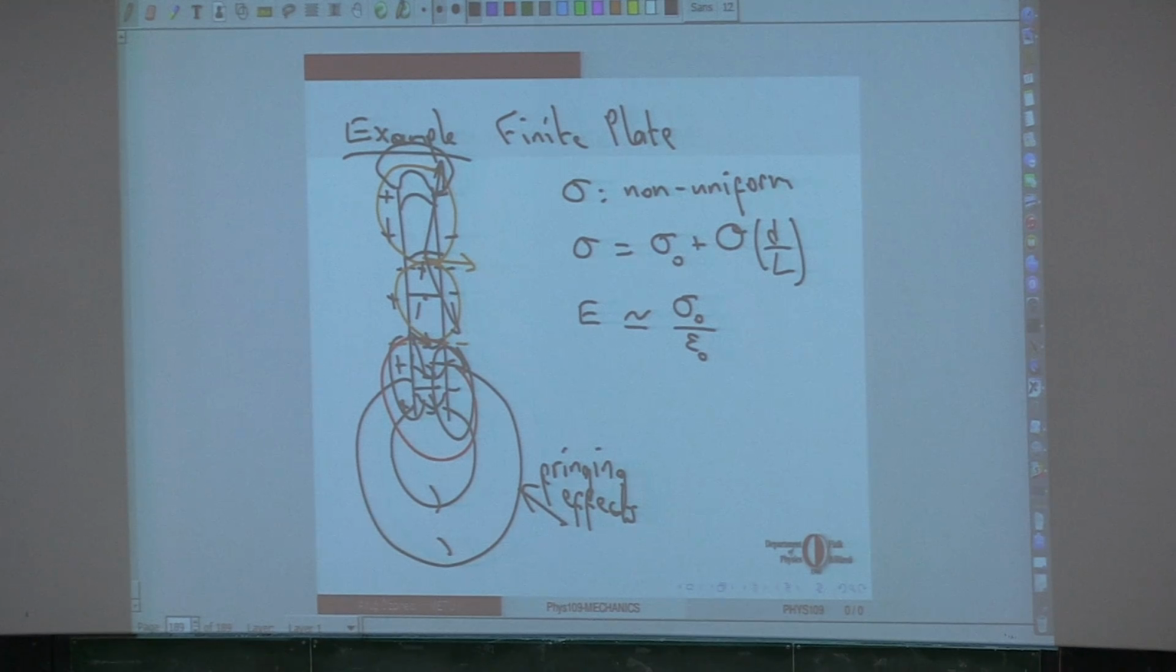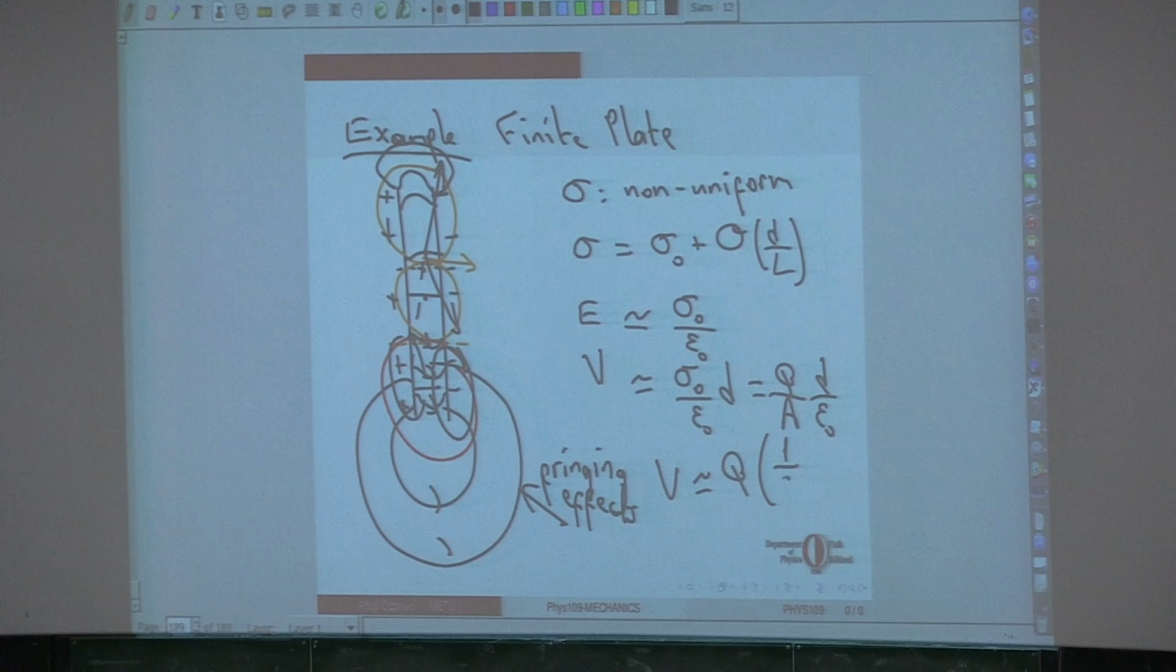a reliable result. And we also know that the potential will be sigma 0 over epsilon 0 times d, while the charge density is q over a. So this is what the potential difference will be. V will be approximately, of course, q times 1 over epsilon 0 times d over a.